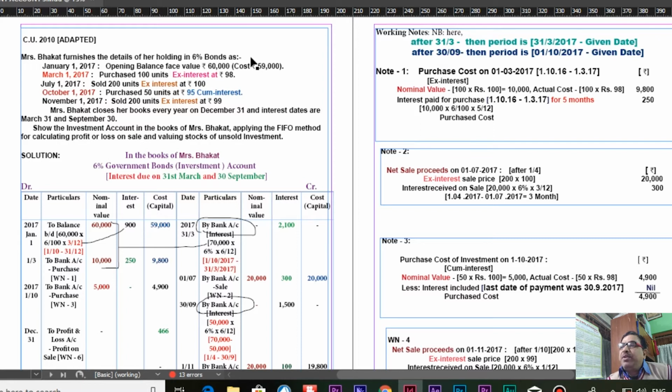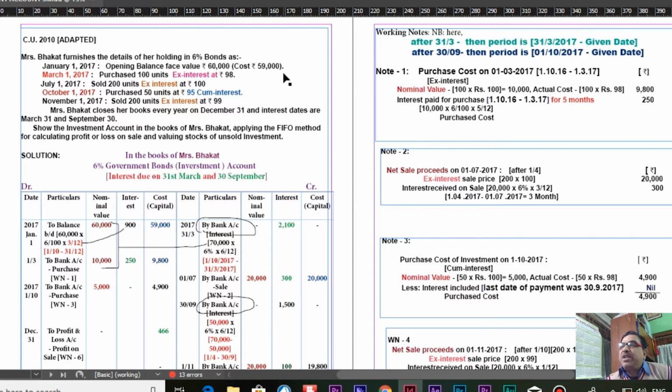Bonds is one type of investment which is actually issued by the government, either by central government or by state government. Therefore, it is related to bonds. 6% bond, that means they are offering 6% interest on bonds. Opening balance, face value rupees 60,000 and cost rupees 59,000.